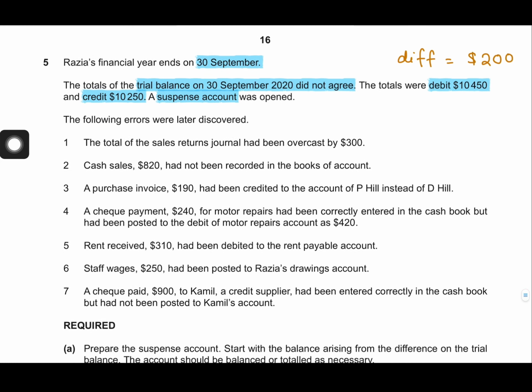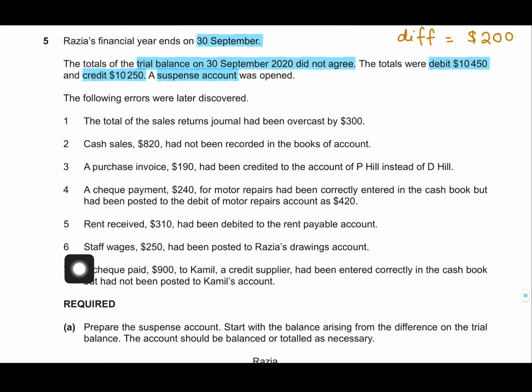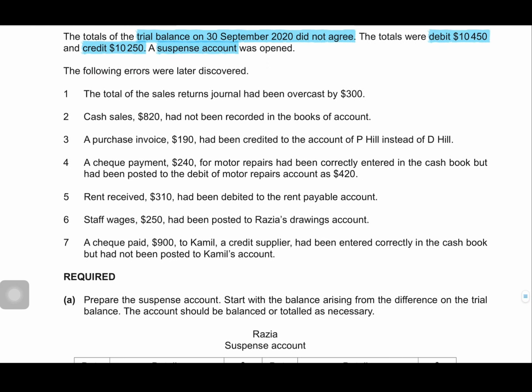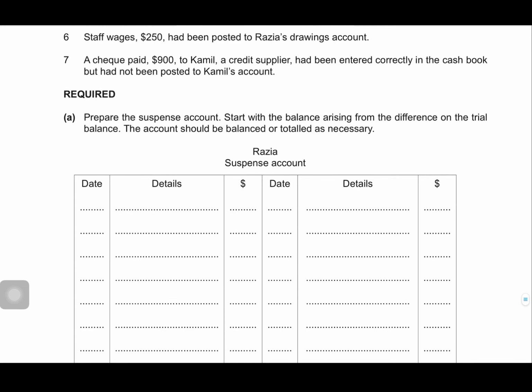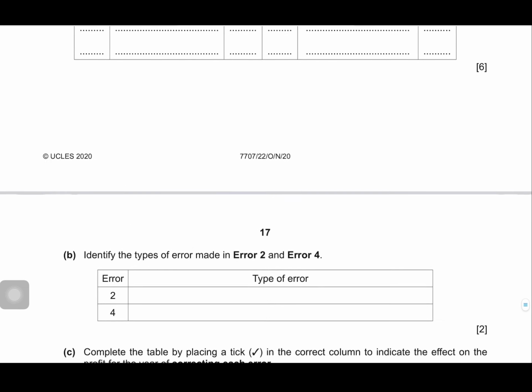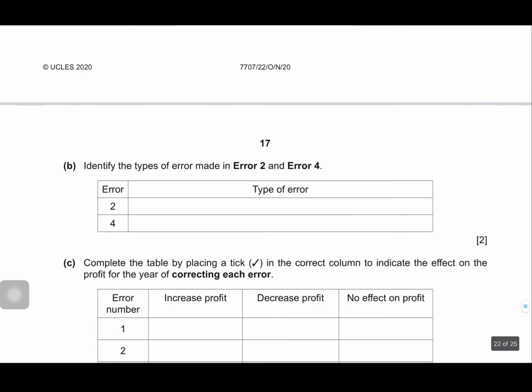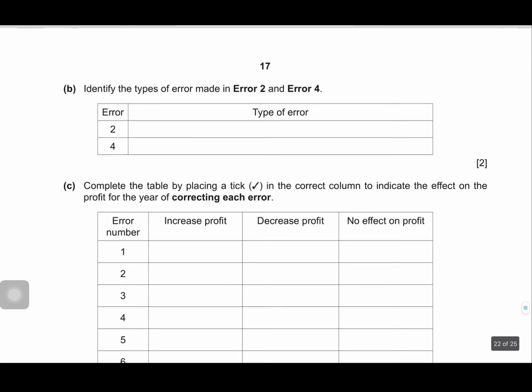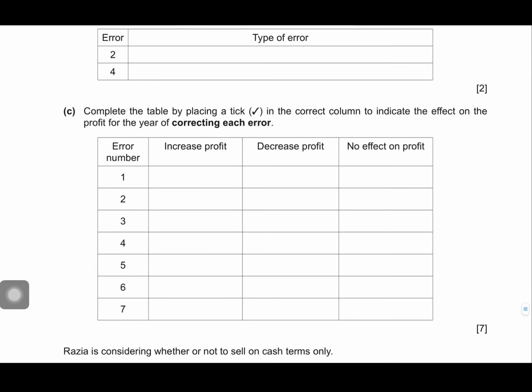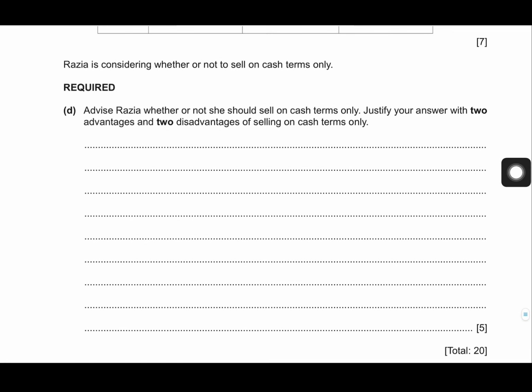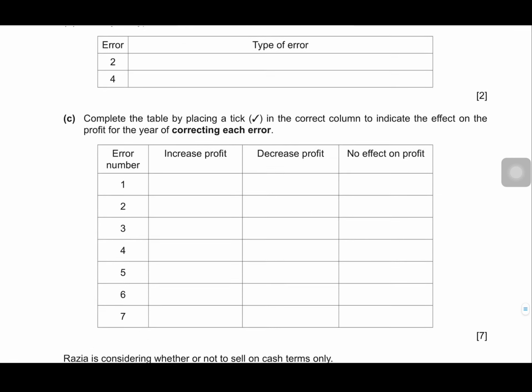Then after the preparation of the trial balance, these errors are discovered. So we have to correct these errors, and therefore you are asked to prepare the suspense account in part A. Then you will be asked to name some of the types of errors that are there in the books of accounts, and then we have to indicate whether by correcting each of these errors the profit will increase or decrease, or there will be no effect, and then there is a theoretical part at the end of this question. So let's begin.